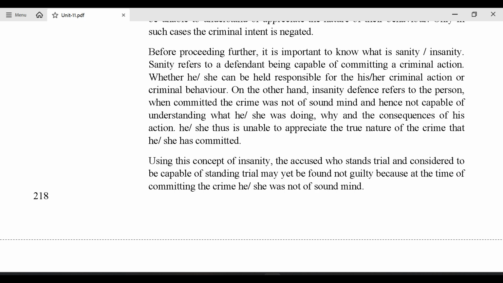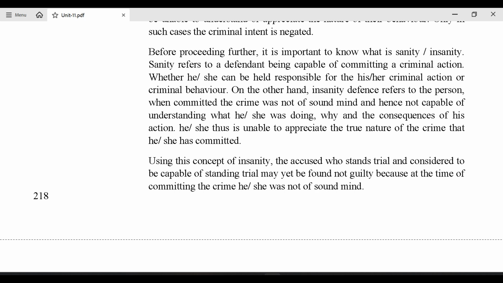Before proceeding further, it is important to know what sanity/insanity is. Sanity refers to a defendant being capable of committing a criminal action, and whether he/she can be held responsible for his/her criminal action or criminal behavior. On the other hand, insanity defense refers to the person, when committing the crime, not being of sound mind and hence not capable of understanding what he/she was doing, why and the consequences of his action. He/she thus is unable to appreciate the true nature of the crime that he/she has committed.